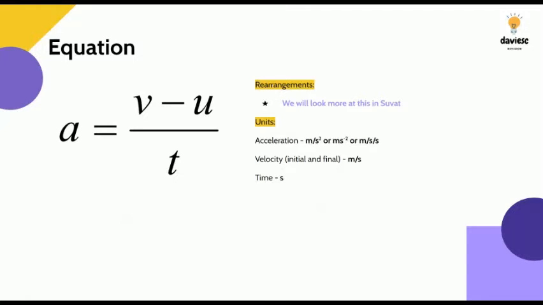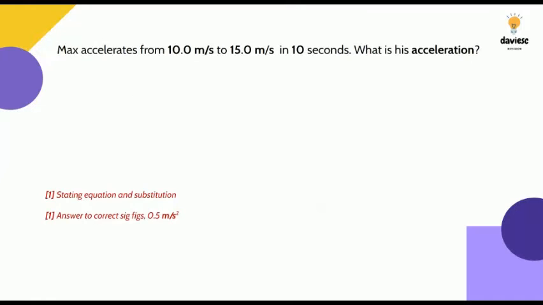So let's have a look at the equation. The equation is a equals v minus u over t. Rearrangements, you need to know about this, but it's more part of the SUVAT equations, which we'll look at in due course. The units: a is acceleration, which is in meters per second squared. Velocity is in meters per second, and time is in seconds.